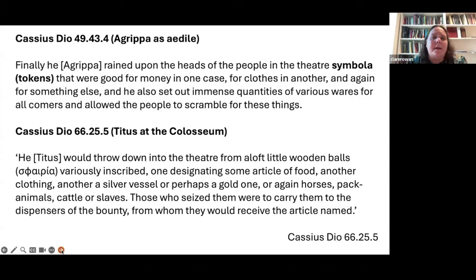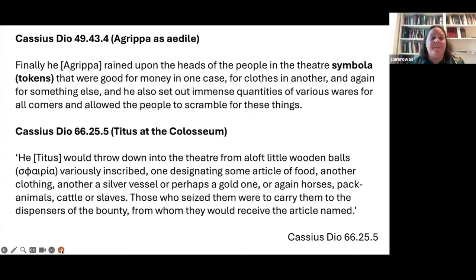In Cassius Dio talking about Agrippa as aedile, so responsible for putting on events in the theatre, Dio tells us, and we have several references to this, so this is clearly something that happened in the theatre quite regularly, that at a certain moment Agrippa threw cymbala, which is the Greek word for tokens, hurled them into the crowd, some good for money, some good for clothes. And so everyone goes scrambling to get a token to exchange for a product. Seneca talks about this moment in the theater, and he says, at this point, the sensible man leaves. So one can only imagine what it was like.